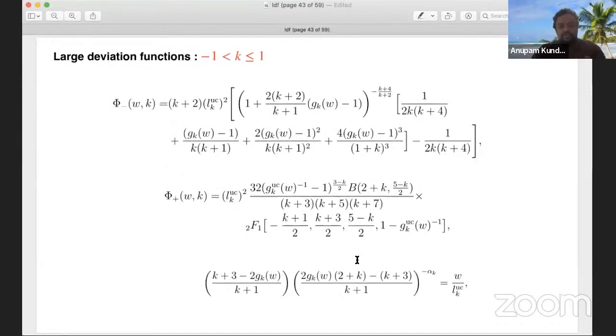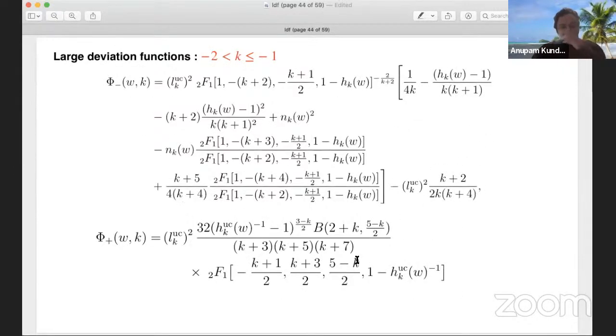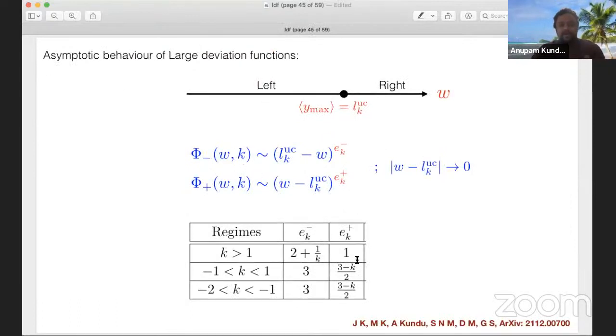But I just wanted to show you that there exist explicit expressions for these large deviation functions. But the important feature that I can bring out from these expressions is that the behavior of this large deviation function, as you approach this mean value from this side or that side, again has a power law behavior with exponents that depend on k. For k greater than 1, this exponent e plus is 2 plus 1 over k, and e minus is 1. And for k less than 1, e plus is 3 minus k by 2, whereas e minus is 3.